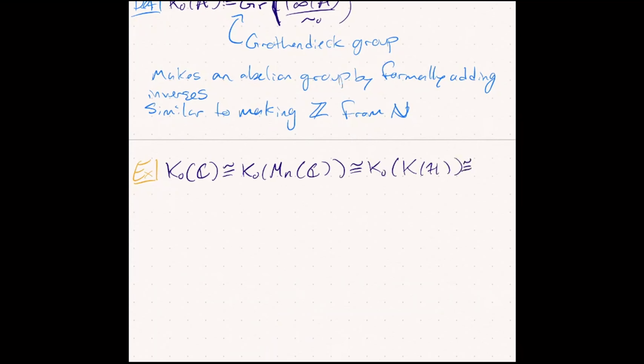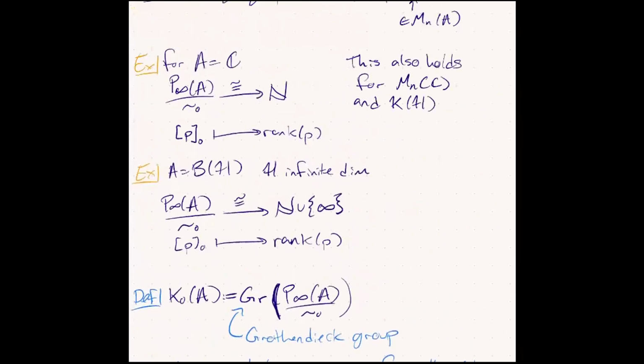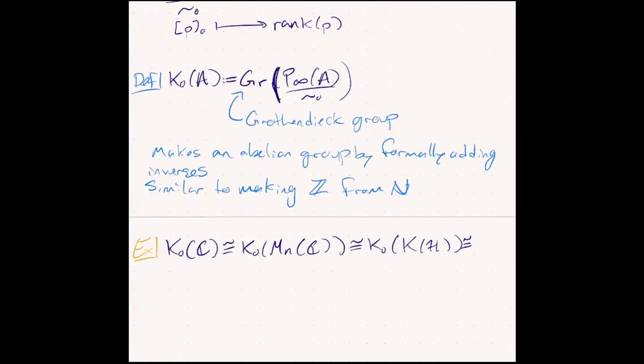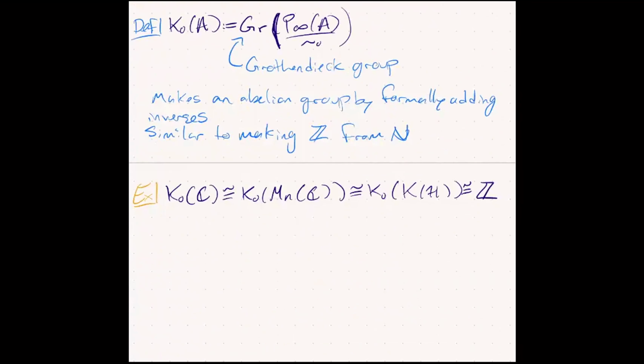Well, the semigroup that we had was the naturals up here. So its group completion, or its Grothendieck group, is going to be the integers. Okay, so we've just computed a bunch of K0 groups and we got the integers.